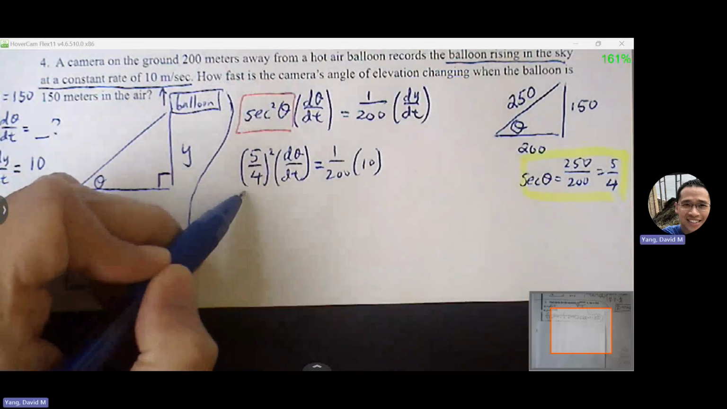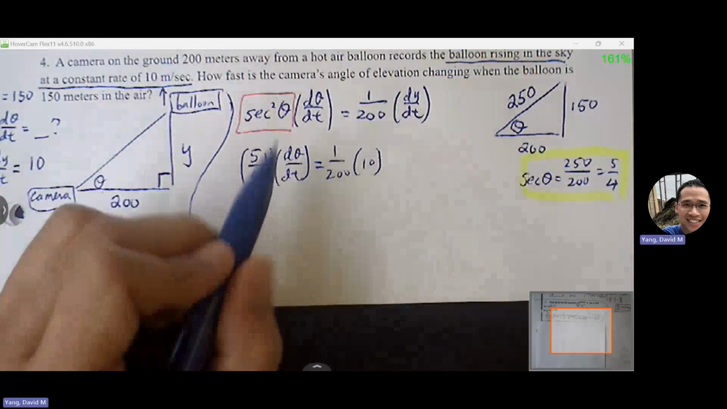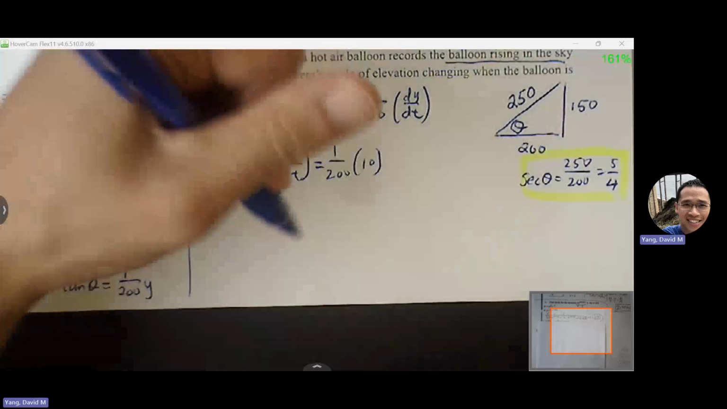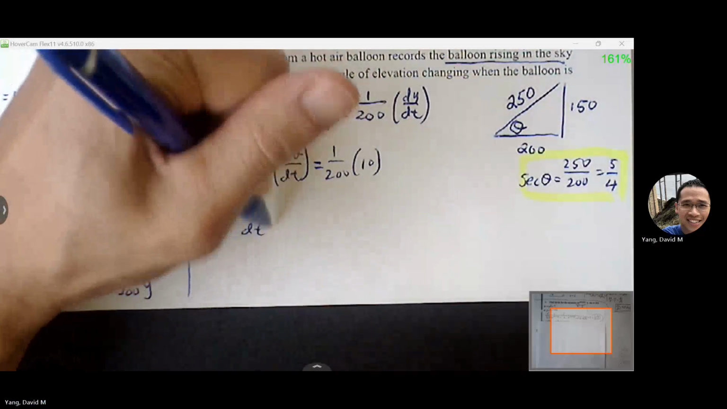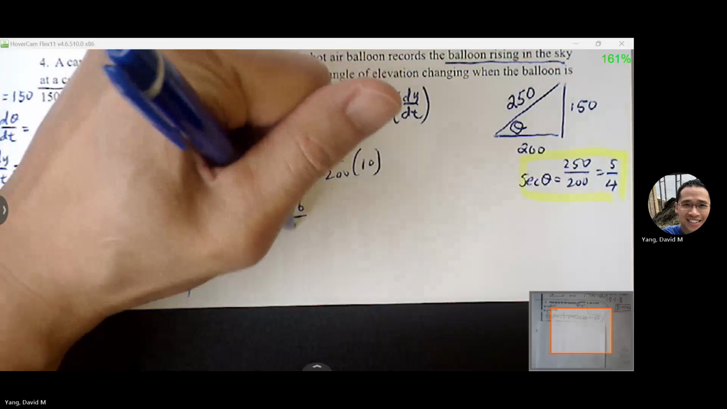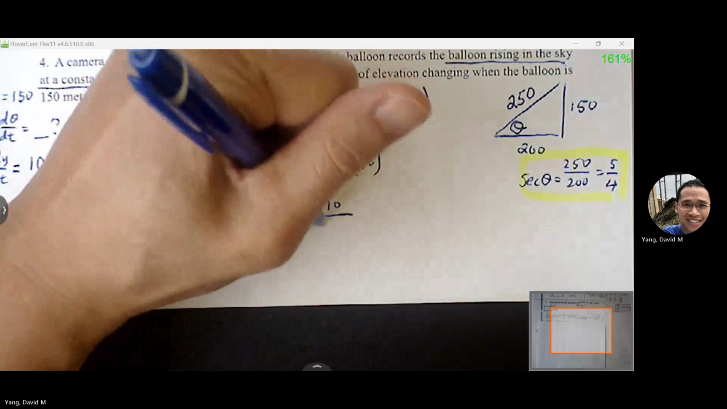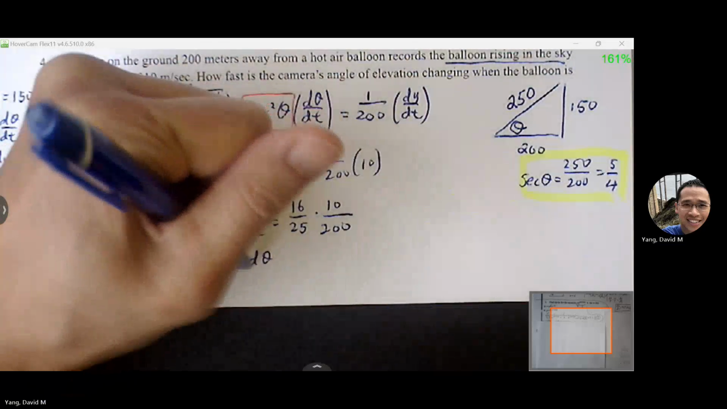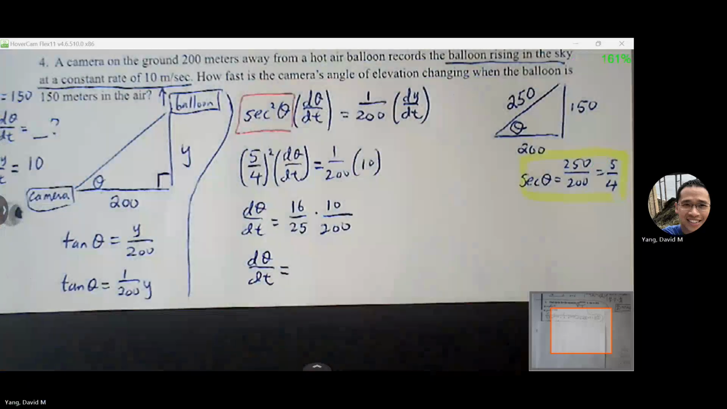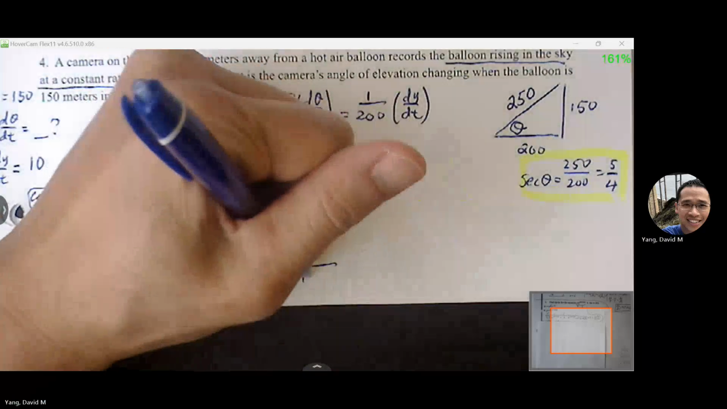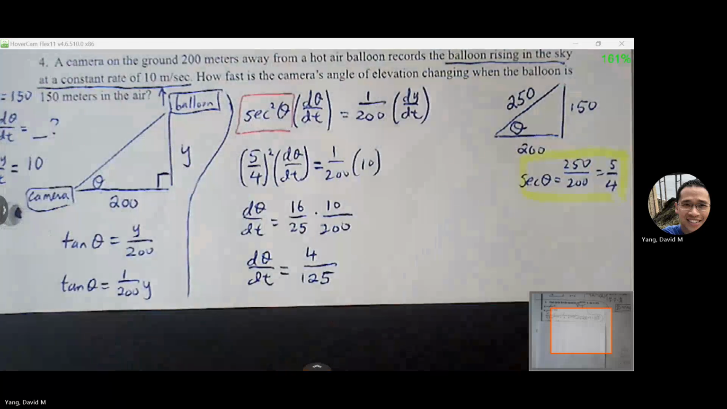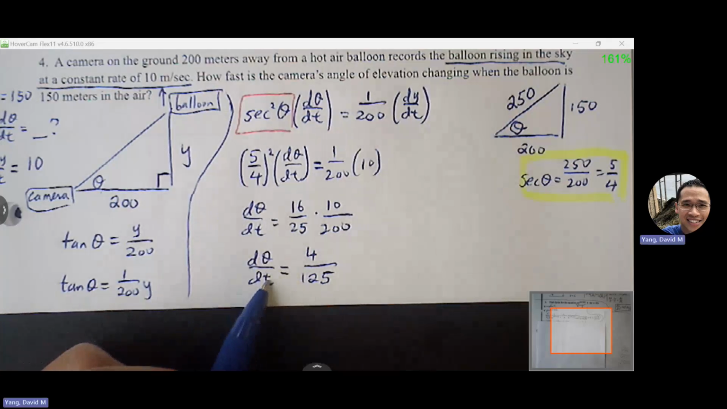I get 25 over 16. Dividing by 25 over 16 is the same thing as multiplying by 16 over 25. Use your calculator, get it down to a number. What's our unit of measure? Get radians per second.